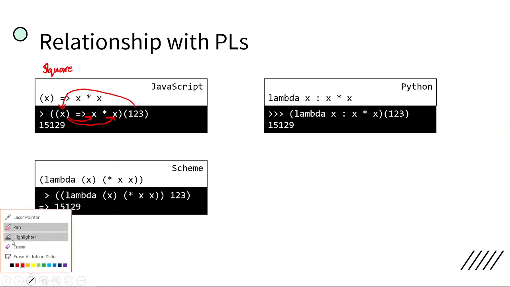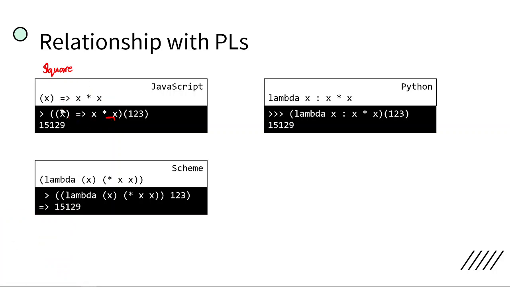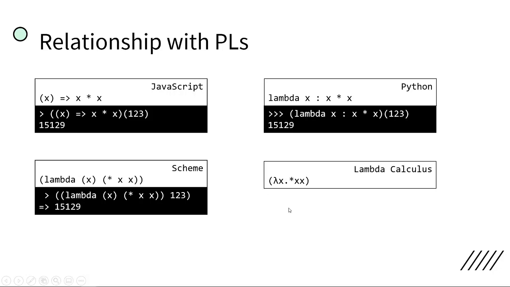Questions about this? This is just an example code in JavaScript and Python. They all do the same thing, which is take x as an input and multiply x by itself. What if we write this in lambda calculus? In lambda calculus, it would look like this.